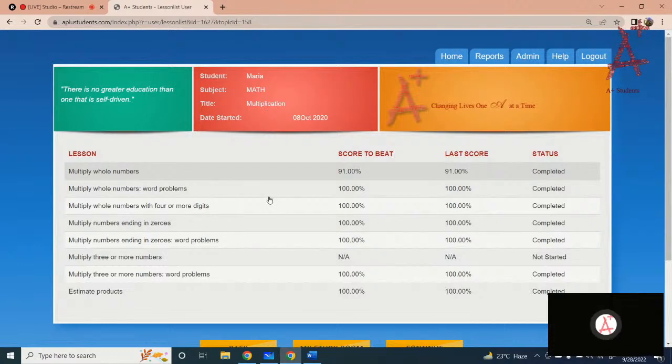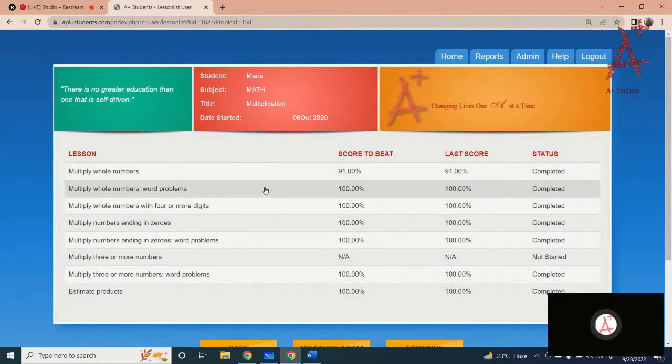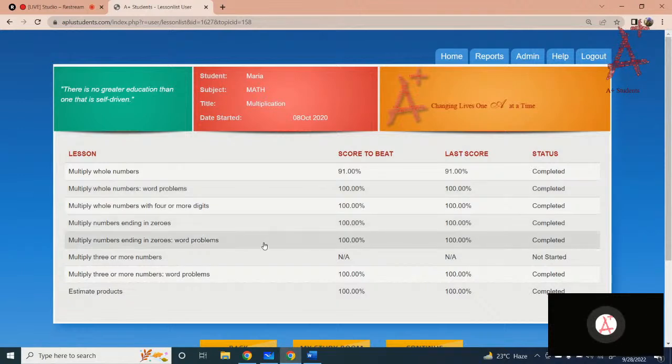We did 4 topics today. They are multiply whole numbers word problems, multiply whole numbers with 4 or more digits, then multiply numbers ending in zeros, and then multiply numbers ending in zeros word problems.